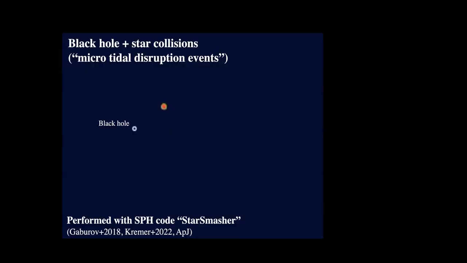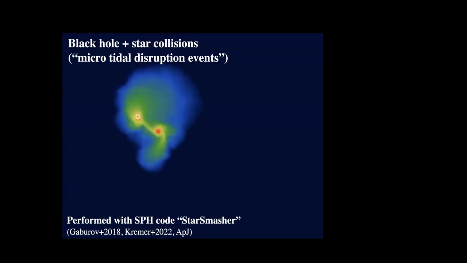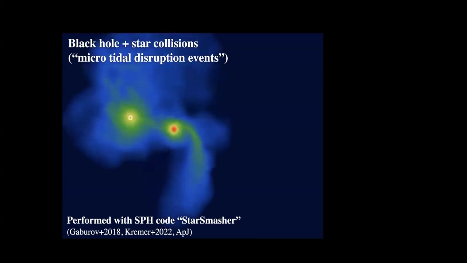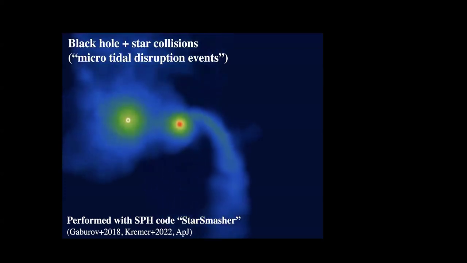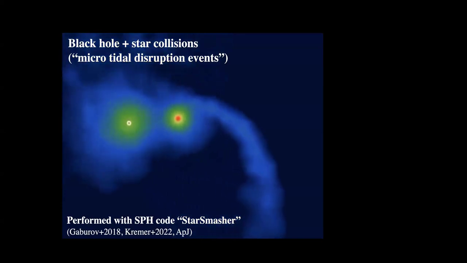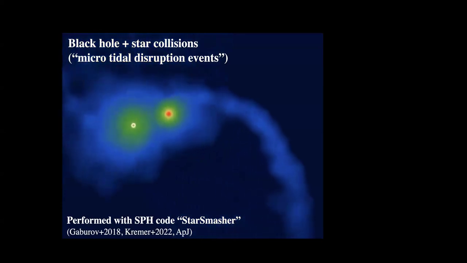This here is a hydrodynamic simulation of a solar mass main sequence star, this red thing, combining with a 10 solar mass black hole. And this is basically a grazing collision, so the black hole is essentially hitting the star edge on. There are a few key differences here compared to a canonical supermassive black hole tidal disruption event.